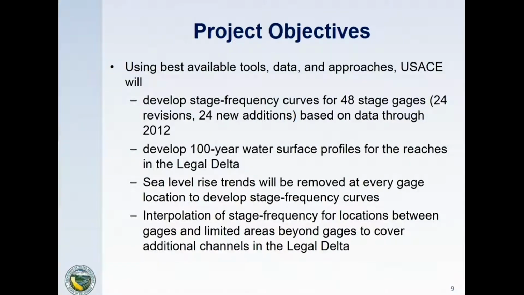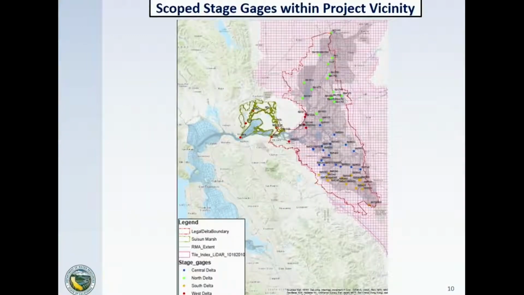So with the new study, we will be developing stage frequency curves on 48 stage gauges, and we will generate the 100-year water surface profiles. Then the sea level rise trends would be removed, which is not part of this presentation. Anyway, the gauges we are seeing over here are all in the legal Delta domain, with 3 of them in the Suisun Marsh.